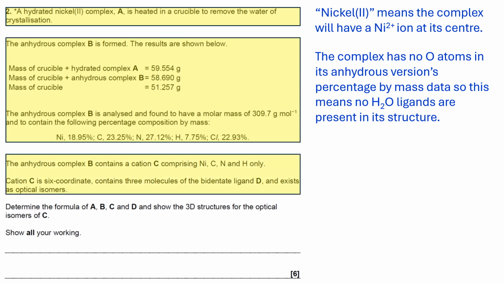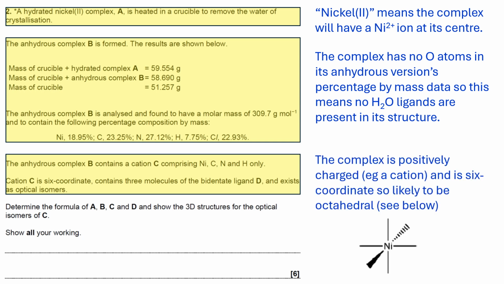It says the anhydrous complex B, so this is what's left after you've driven off the water of crystallization, contains a cation C comprising nickel, carbon, nitrogen, hydrogen, which supports the first idea we looked at a moment ago. And it says its 6-coordinate contains 3 molecules of the bidentate ligand D and exists as optical isomers.